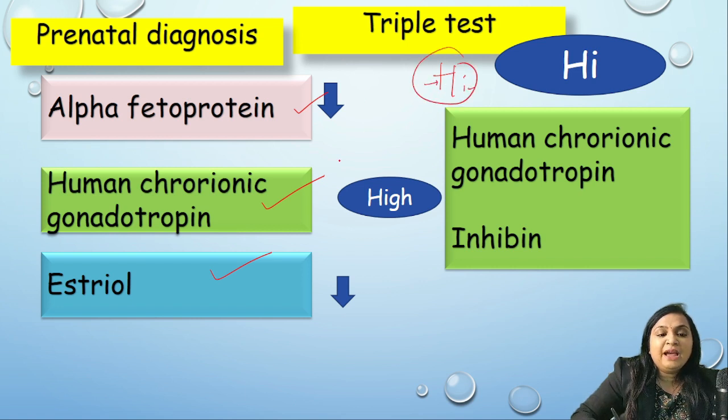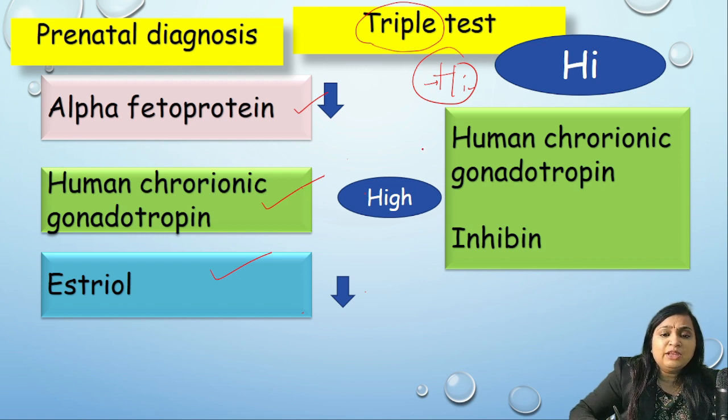So there will be high levels of HCG and inhibin. Then it will be a positive test for Down syndrome. Here it is a triple test only. So HCG will be on the higher level, while alpha fetoprotein and estriol will be on the lower side.